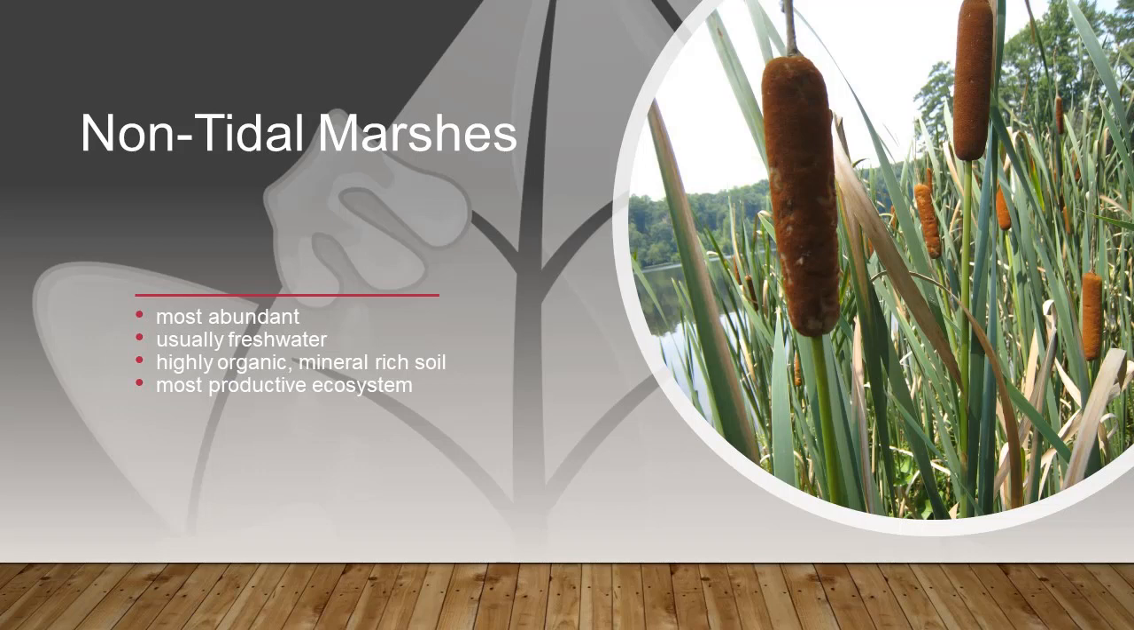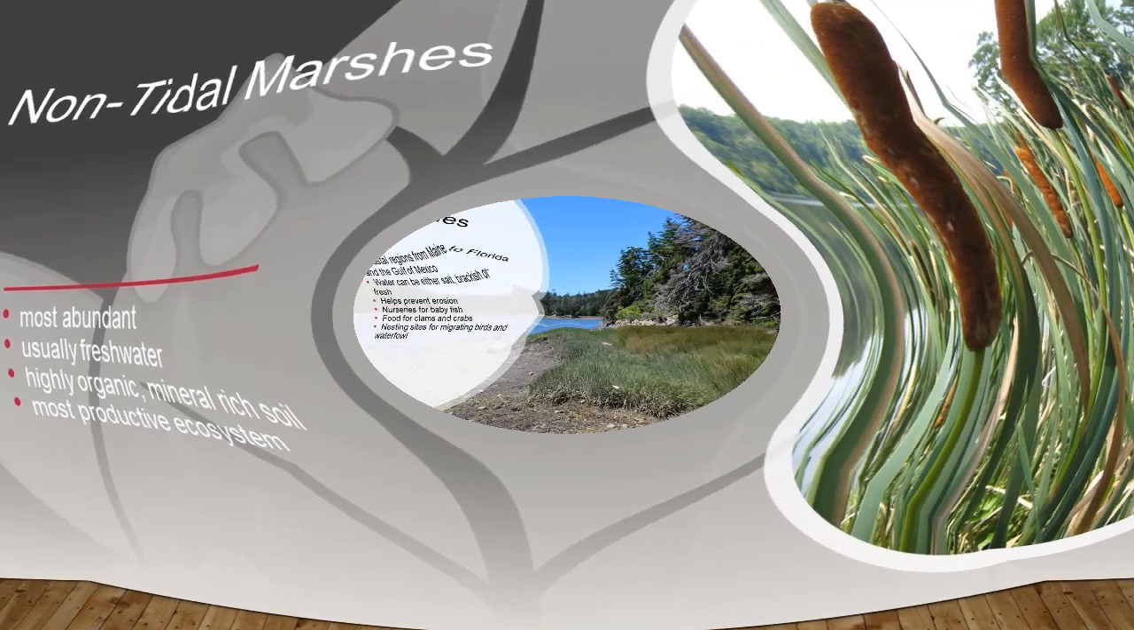Non-tidal marshes have highly organic, mineral-rich soils. Because non-tidal marshes have high levels of nutrients, they are one of the most productive ecosystems in the world. The vegetation found in non-tidal marshes are cattails, reeds, bulrushes, and this vegetation provides a habitat for herons, otters, muskrats, and also waterfowl. There are several types of non-tidal wetlands. These are prairie potholes, playa lakes, vernal pools, and wet meadows.